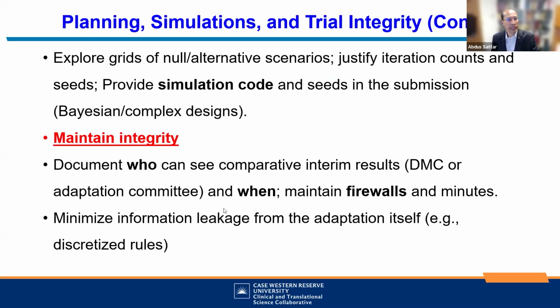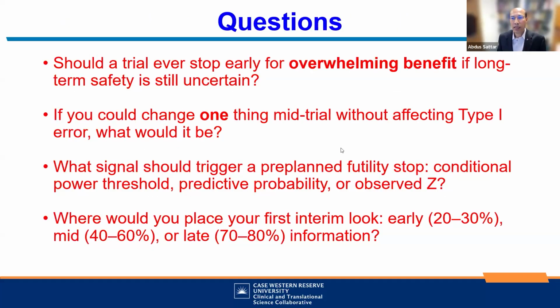For maintaining integrity, we have to document who can see comparative interim results, for example the DMC or adaptation committee, and when. These should be well documented, and a firewall maintained. So again, a few more questions here for the audience.